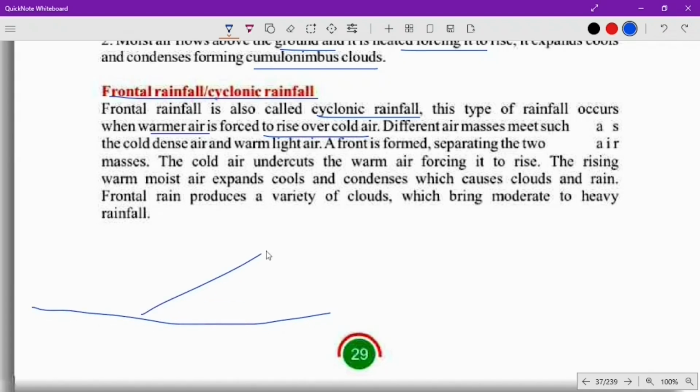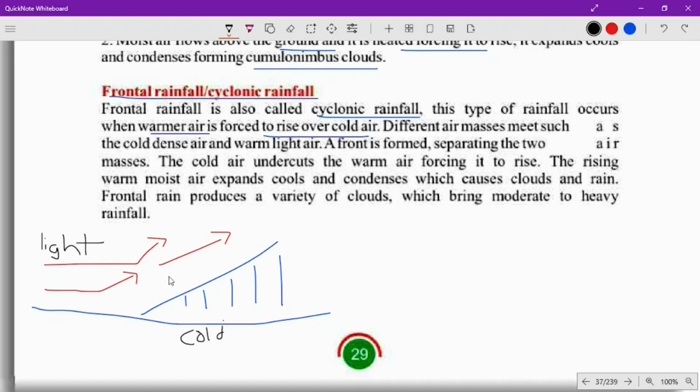So let's say here is our cold air in blue, then here is our warm air in red. So what happens? Cold air, this one is heavy, while warm air is light. Okay, warm air is light. So since warm air is light, when these two air masses meet, one is blowing from one side, the other one is blowing from the other side, they will meet. When they meet, the warm air is forced to rise over the cold air.